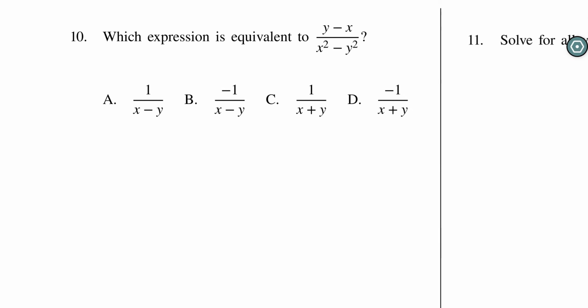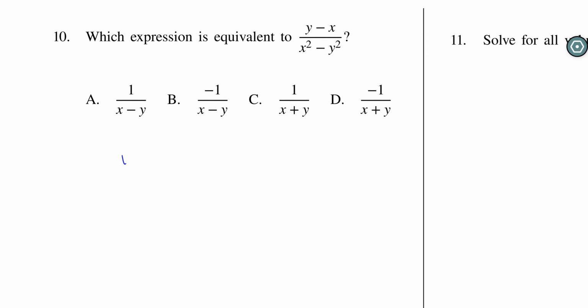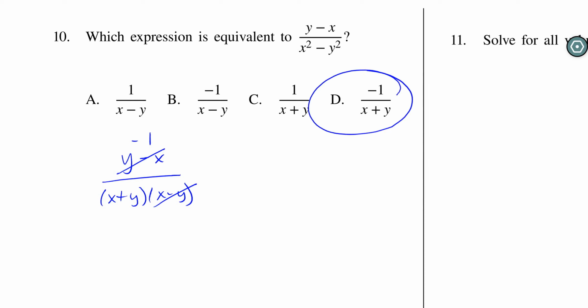Number 10 is kind of a tricky question. It's still factoring. The numerator is unfactorable. There's nothing to do there. The denominator becomes x plus y, x minus y. Now, it looks like at first glance nothing reduces, but the minus reduces. It just reduces to negative 1. So we get an answer there of choice D.